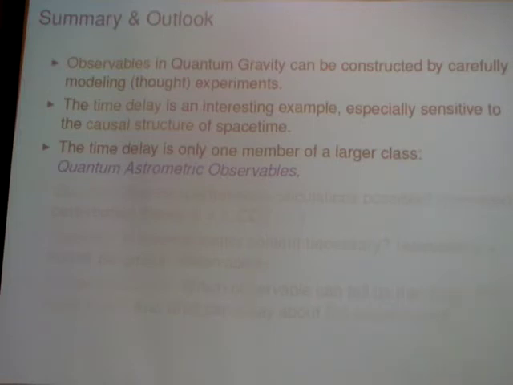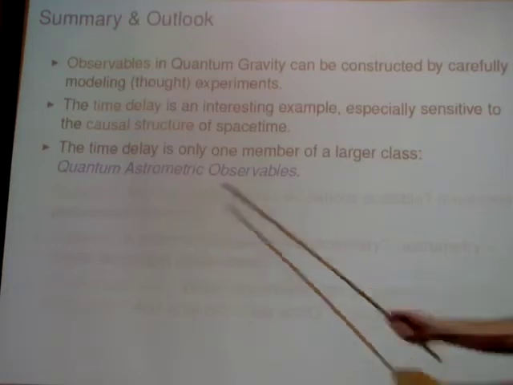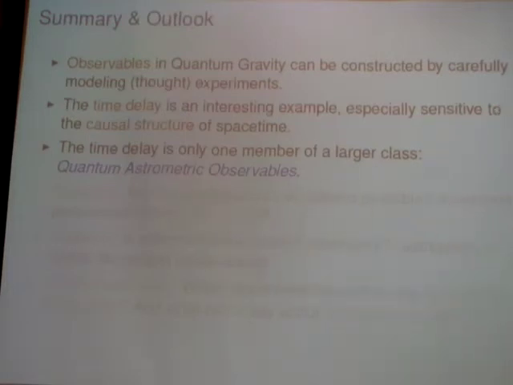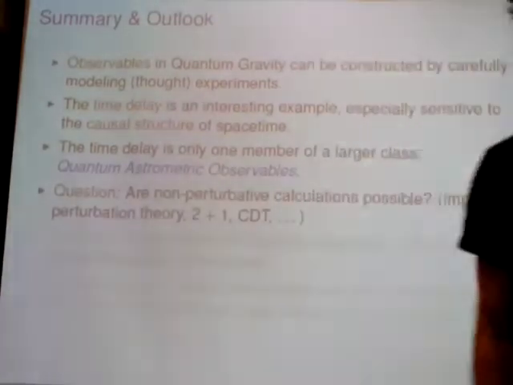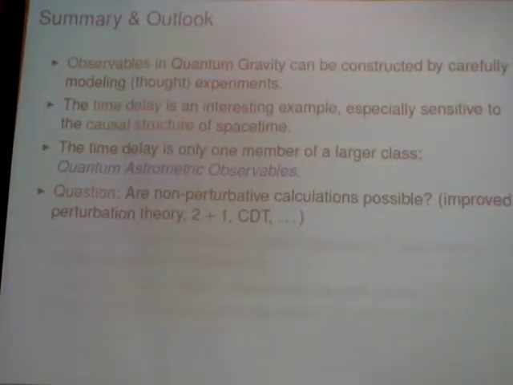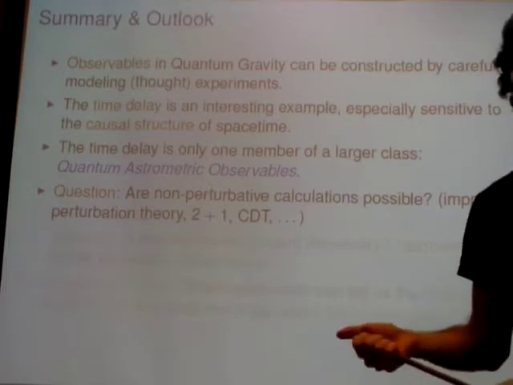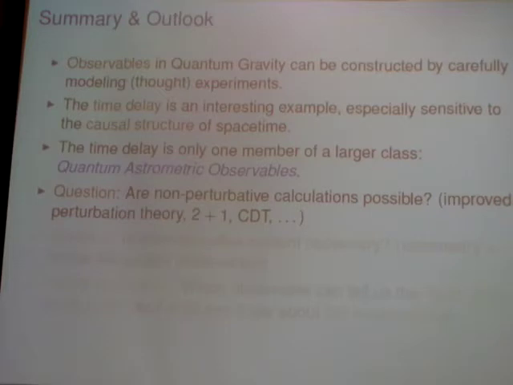And I think it's worth thinking about this class of observables. So to promote that, I came up with a specific name for them. I call them quantum astrometric observables. So feel free to come up with your own examples. The calculations I presented are all based on perturbation theory. Unfortunately, this is the tool that I'm most familiar with, and it's even close to state of the art when we're considering the quantum theory, at least in 4 dimensions.